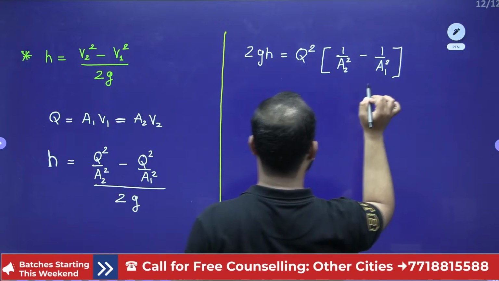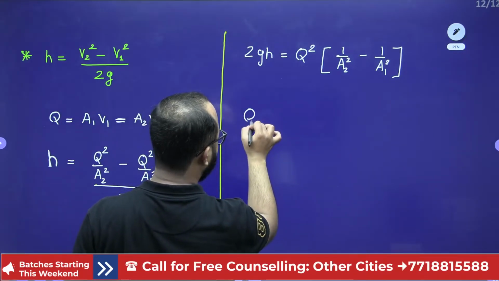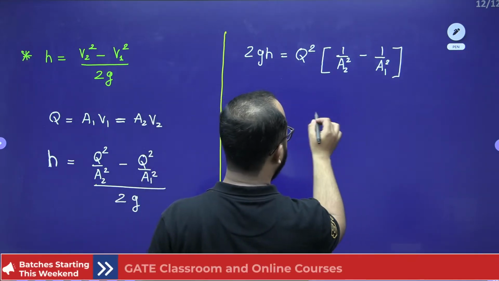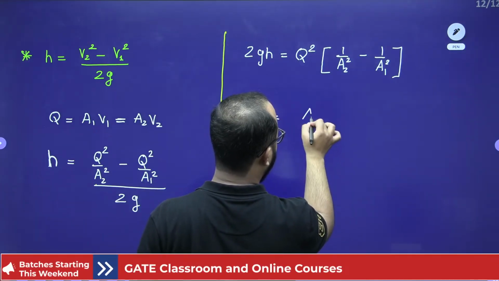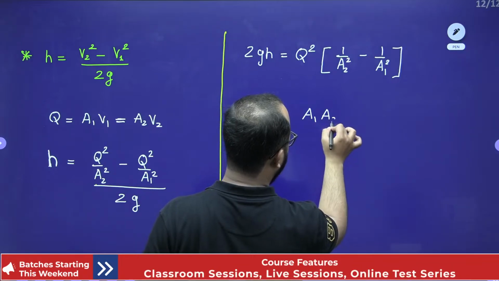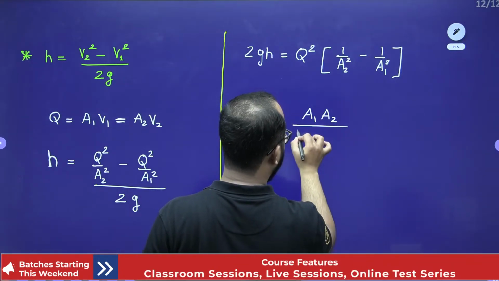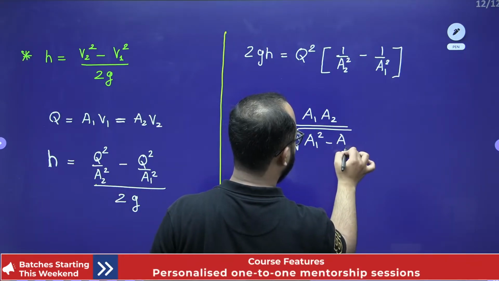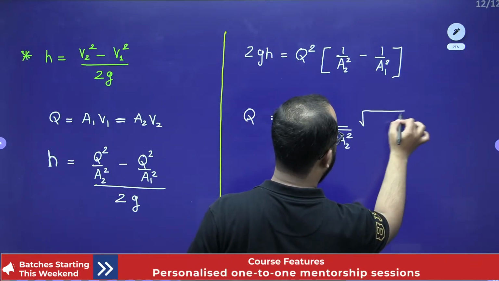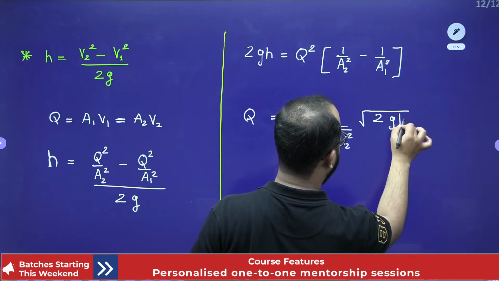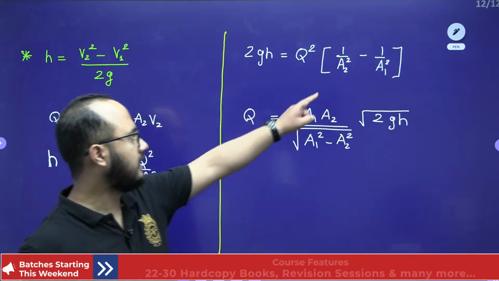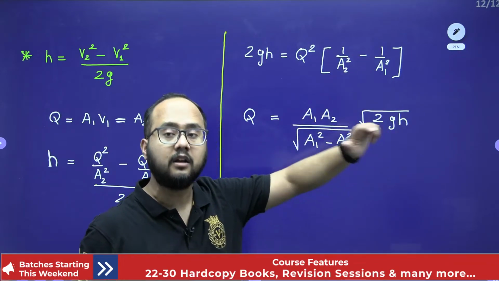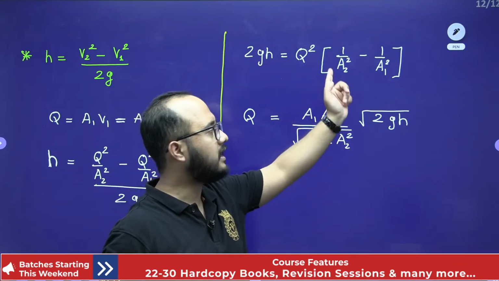Take the LCM. Just take the LCM and you can calculate the discharge like this. So it will be like this: A1, A2 under root A1 square minus A2 square into root 2GH. Correct. So what I have taken the LCM: A1 square minus A2 square in the numerator part, in the denominator A2 and A1 whole square, A1 square into A2 square, like that.